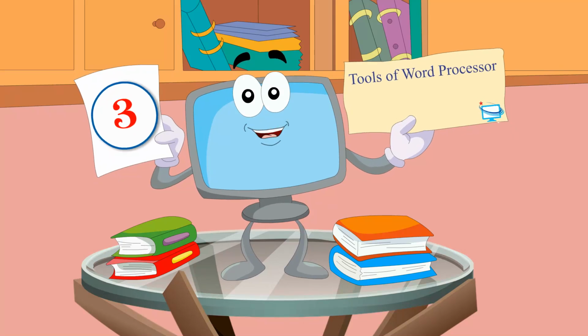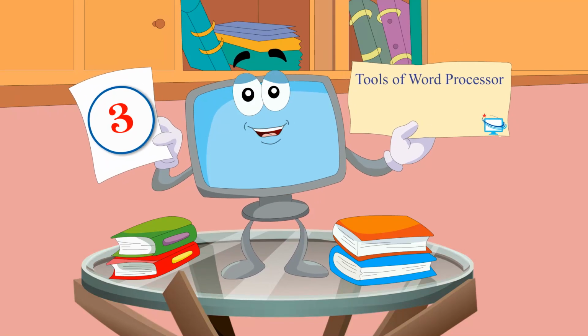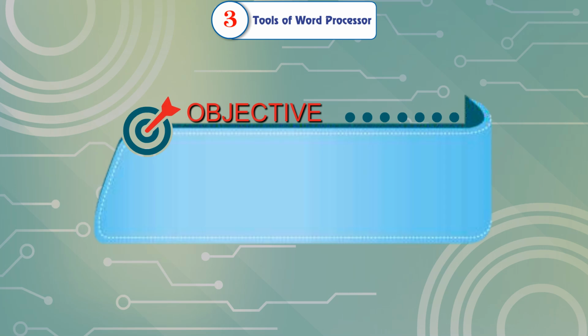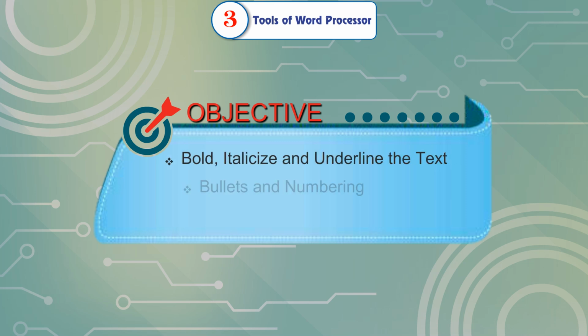Chapter 3. Tools of Word Processor. Objective. Introduction. Selecting text. Thesaurus. Bold, italicize and underline the text.